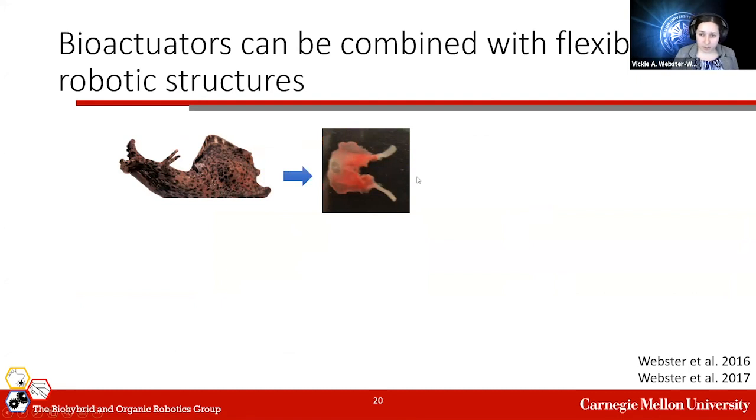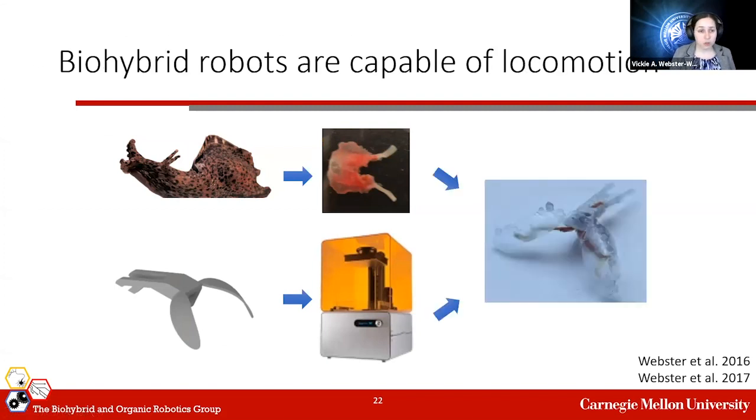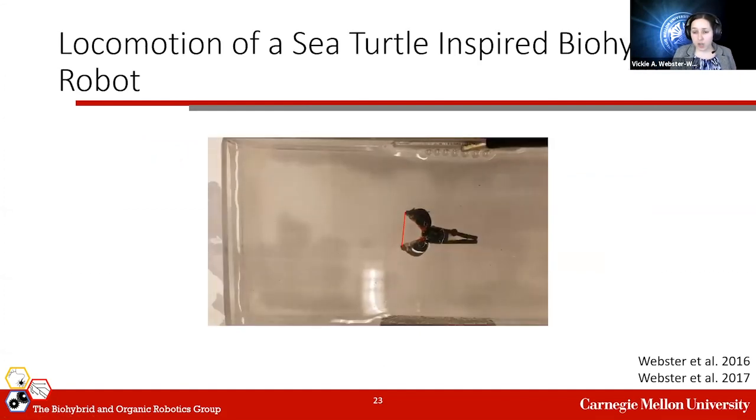And one approach that we've taken in the past in my group is then to combine these isolated bioactuators with flexible bodies. And we can 3D print these flexible bodies using an SLA resin printer. We then affix the muscle to the robotic body, and we can pace the contraction of the muscle using external field stimulation to drive locomotion of the device. And so here you're seeing 2 electrodes in the bath, applying a pulse stimulation to the robot. Each time the pulse occurs, the muscle contracts and deflects the body of the robot.